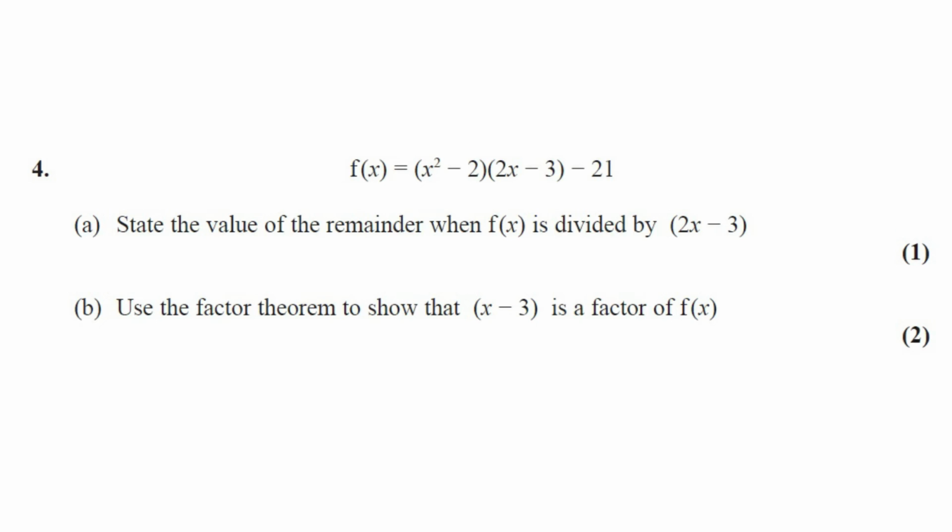This question has been taken from the most recent October 2021 Pure Math 2 paper. Question number 4. F of x equals x squared minus 2 times 2x minus 3, minus 21. Part A. State the value of the remainder when f of x is divided by 2x minus 3.